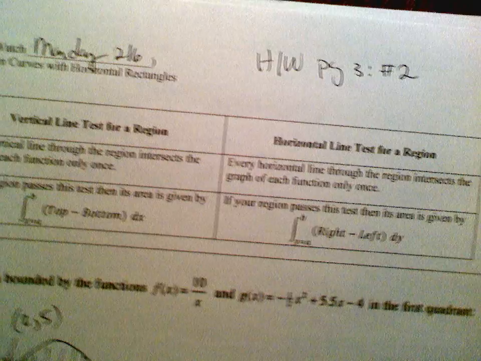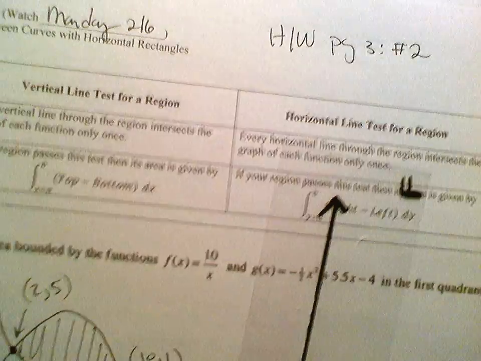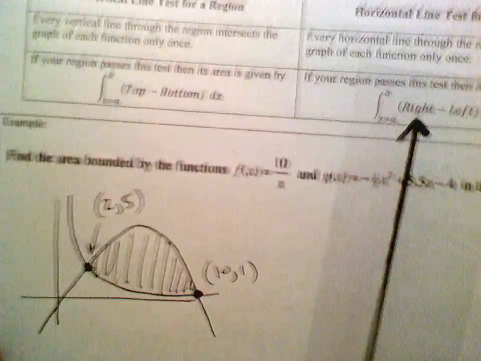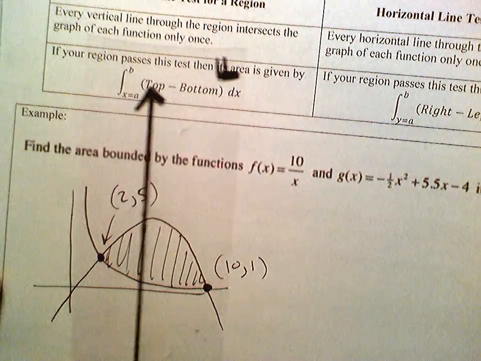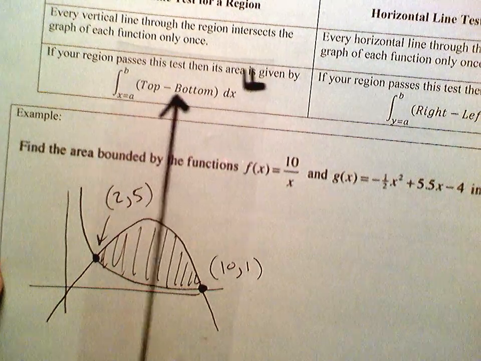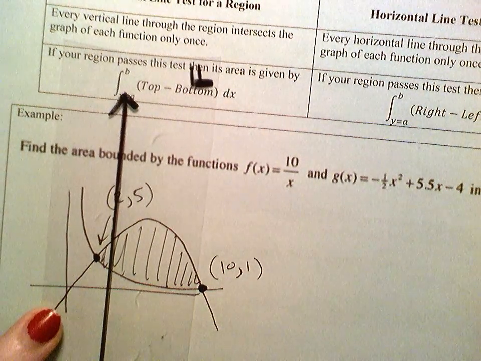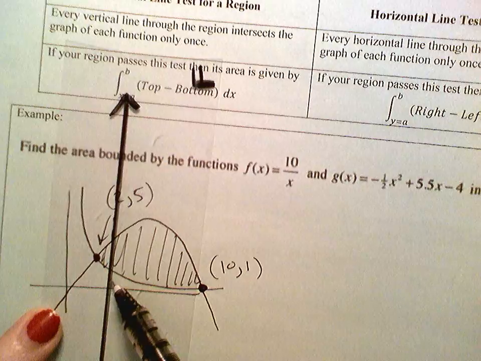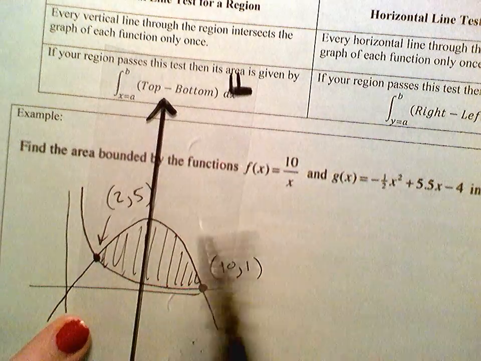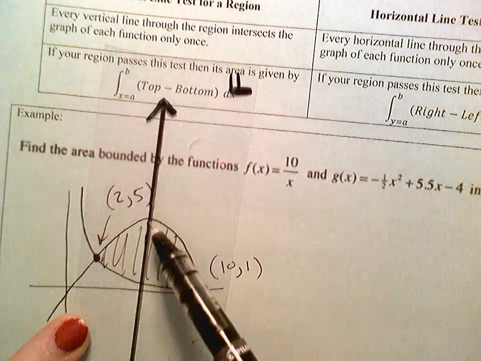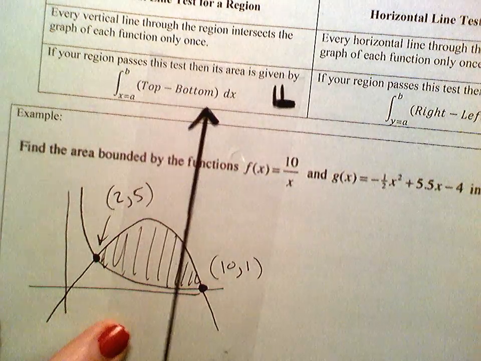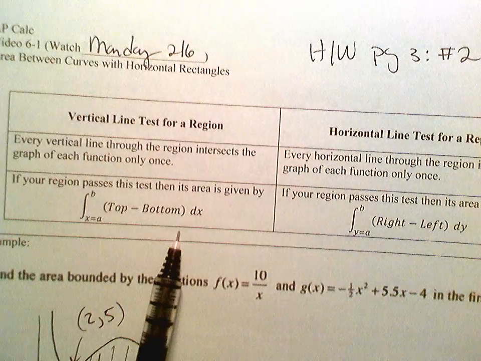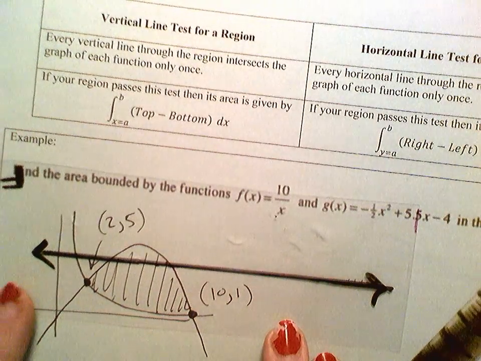Okay, and so let's see what it passes. I'm going to use a transparency. That's the easiest way. Okay, so vertical line test. I have to consider any vertical line passing through this region. So this vertical line hits the top function only once, and it hits the bottom function only once. And no matter where I move my vertical line, it's hitting the top function once and the bottom function just once. So we are passing the vertical line test, which means that we can use this formula to find the area between the curves.